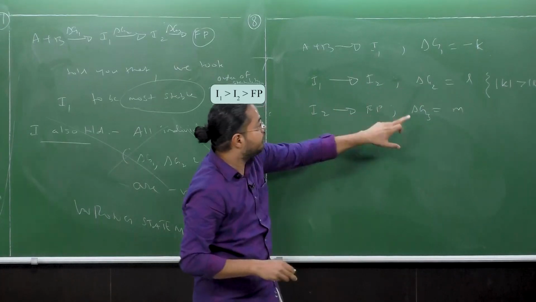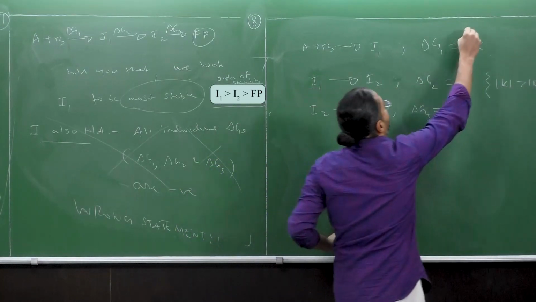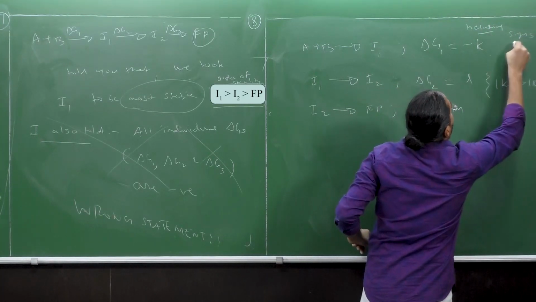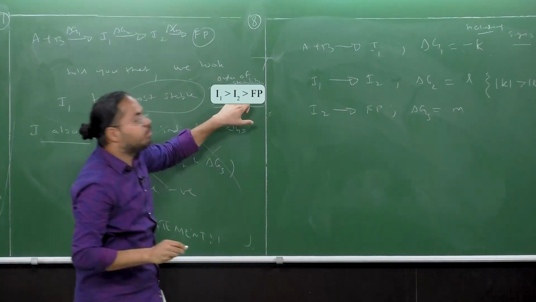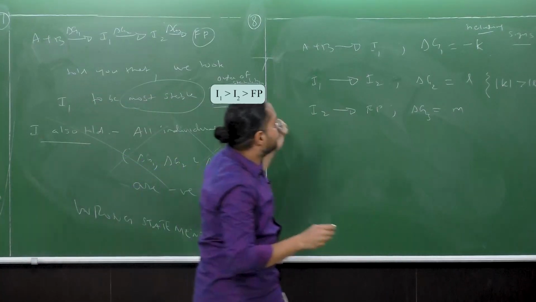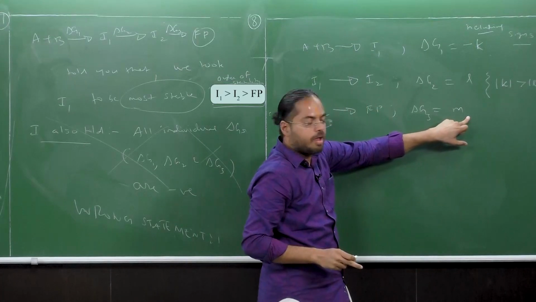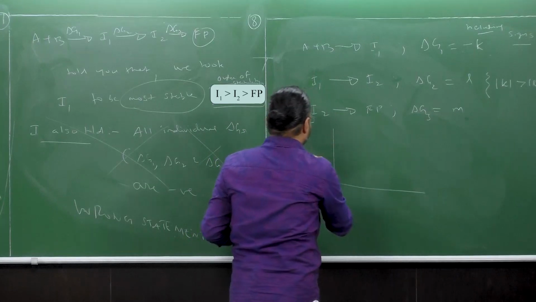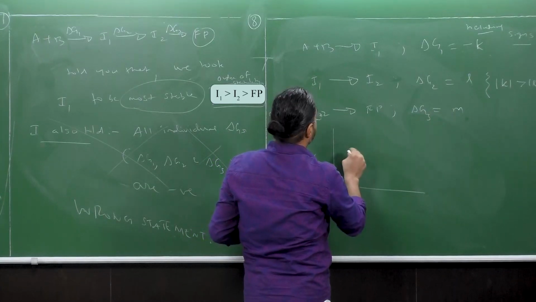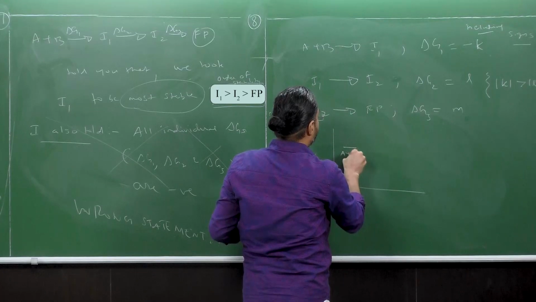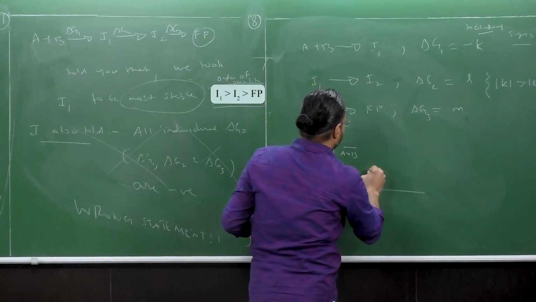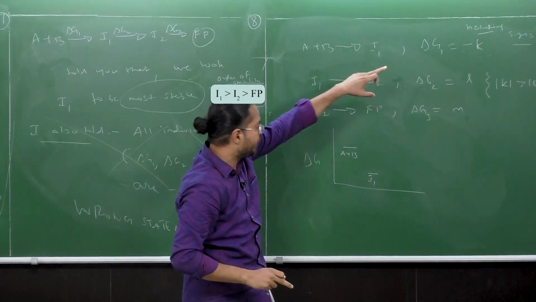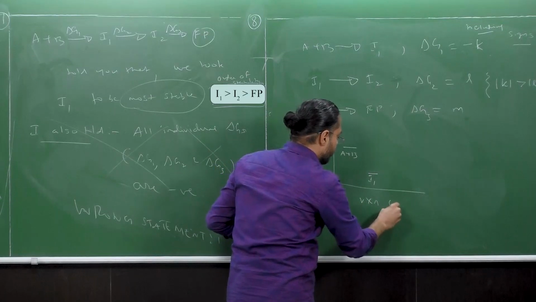Now this is also positive. This is including the signs. And because my final product is less stable than I2 also, therefore this is also positive. Are we clear? In other words, the reaction profile is going to be looking something like this. Let's say this is your initial reactants, A plus B, and let's say this is I1. This is stable. So this magnitude is going to be your negative K, and this is some reaction coordinate.